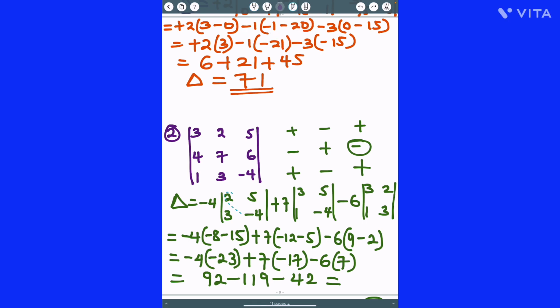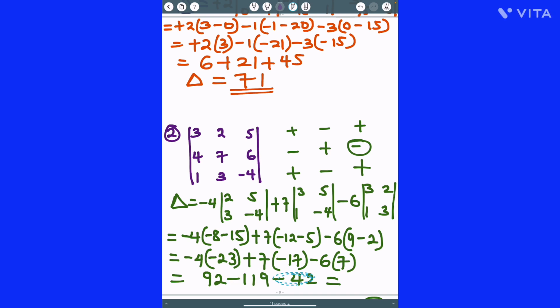I'll do 2 times minus 4, minus 8. 3 times 5, 15. Minus 8, minus 15. That's minus 23. That's minus 4 times minus 23. I'll go ahead and do the second part. Plus 7. Then 3 times minus 4, that's minus 12. 1 times 5, 5. Minus 12 minus 5, minus 17. That's plus 7 times minus 17, minus 119. Next is 3 times 3, 9. 2 times 1, 2. 9 minus 2, 7. So on evaluating, I'll get 92 minus 117 minus 42.